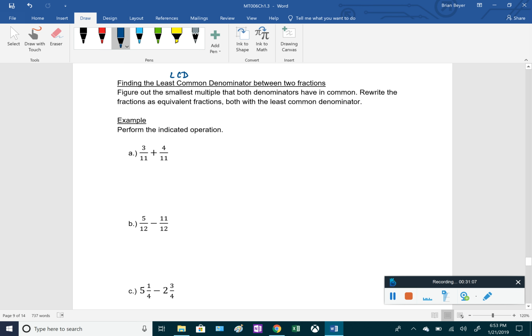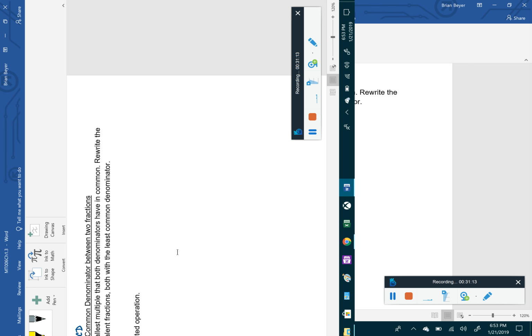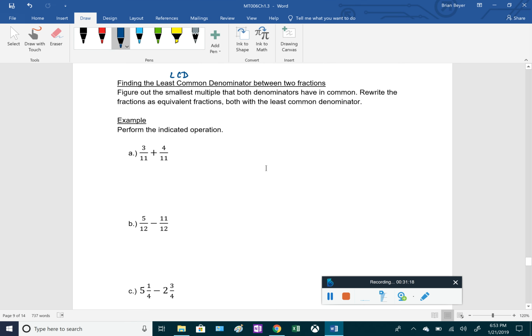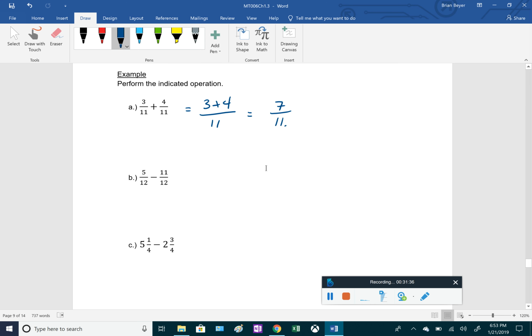So let's do some examples. So let's do 3/11 plus 4/11. So these already have the same denominator of 11, so we can just add the numerators. So 3 plus the 4 in the numerator over that common denominator, we get 7 over 11. So pretty simple. And obviously simplify if possible. Just as always, just always try to simplify it.